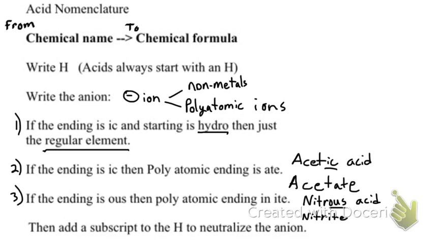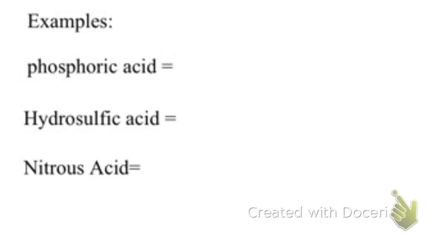And then step 4, you're going to add a subscript to the hydrogen to neutralize the anion, so whatever charge your anion was. We're now going to do a few examples of this in order for you to see these steps played out. Alright, so here are our examples. We have phosphoric acid, hydrosulfuric acid, and nitrous acid.